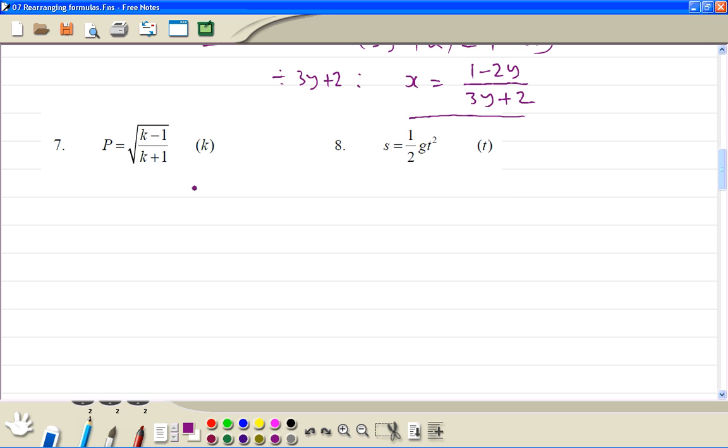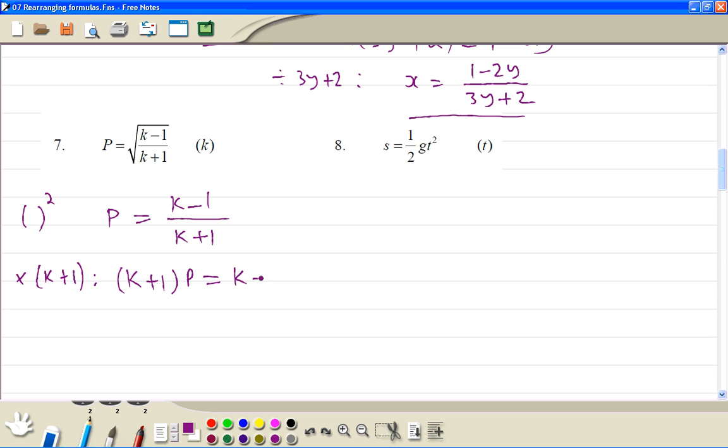Number 7. First we square both sides. So we get P is equal to K minus 1 divided by K plus 1. And multiply both sides by K plus 1. So K plus 1 times P equal to K minus 1. So this is P squared. Remove the bracket, we get Kp squared plus P squared equal to K minus 1.